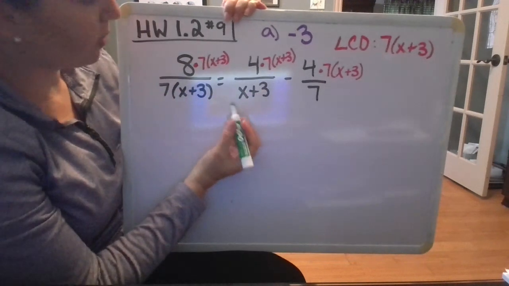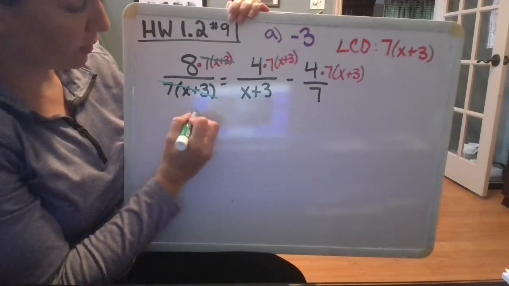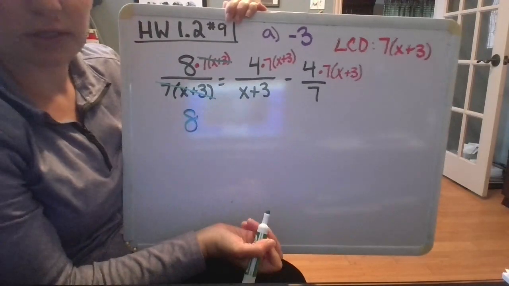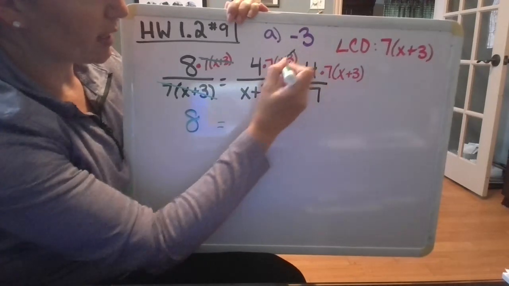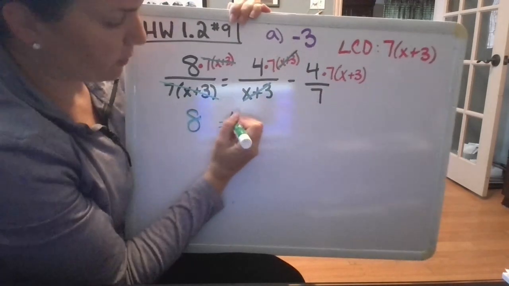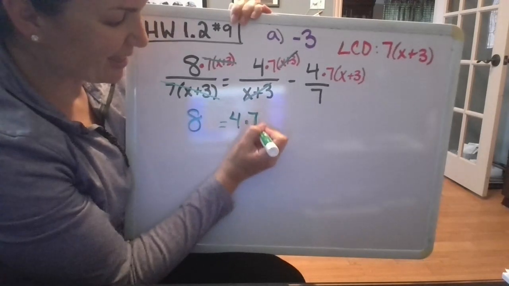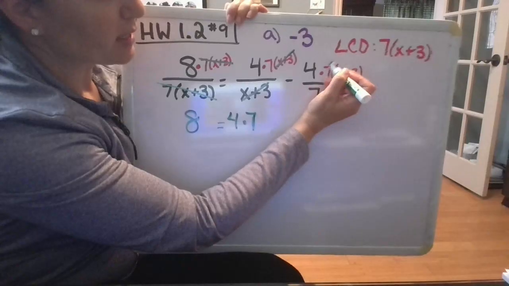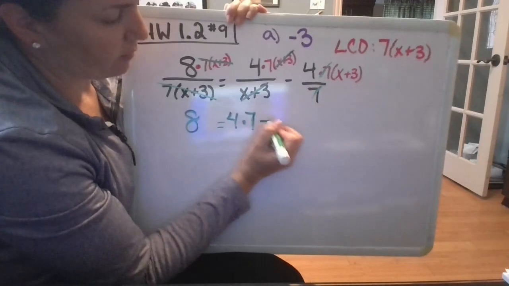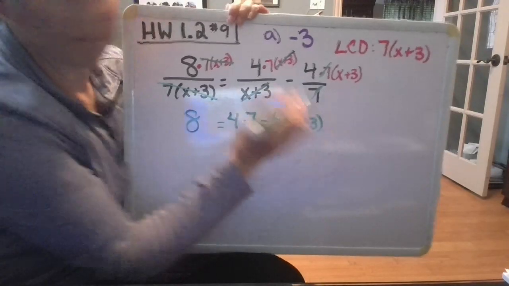If you look at this new problem, what could cancel? Well, this entire bottom cancels, and so my left side is now just an 8. If I look at this next section, the x plus 3 cancels, and I'm left with 4 times 7, which we can easily figure out is going to be a 28, but we'll get there. And on this, we can see that the 7 cancels. We're going to have minus 4 times x plus 3.